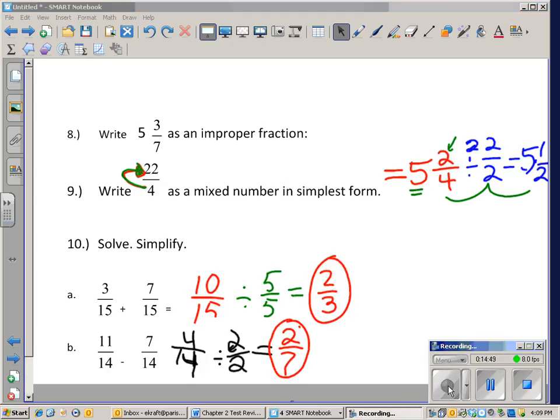Welcome back. Here is the answer. Check it. Pause the screen because the video is about to stop. Pause it now so you can check your work, and have a great day.